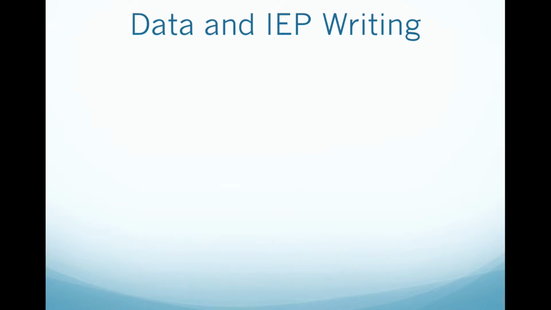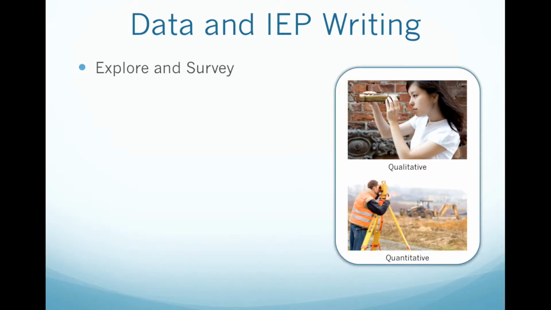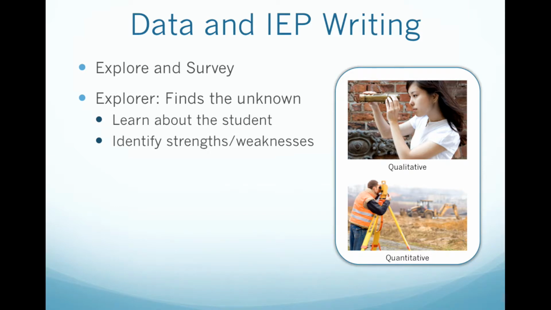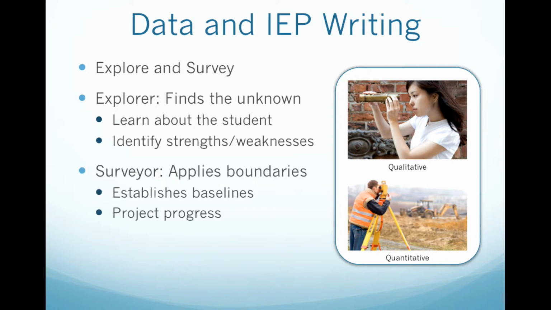When you look at the process of data and IEP writing, it's a relationship between exploring and surveying, and it makes me think of a literal explorer and surveyor. When we meet a student for the first time, we go into a lot of qualitative data collection. We learn about them, their preferences, their interests, what we need to know about how they learn, and from that, we identify their academic and functional strengths and weaknesses. Once we've identified those strengths and weaknesses, we have to go in with quantitative data to apply boundaries to our education plan. We will gather data to produce a baseline and use those baselines to project their progress through the year.